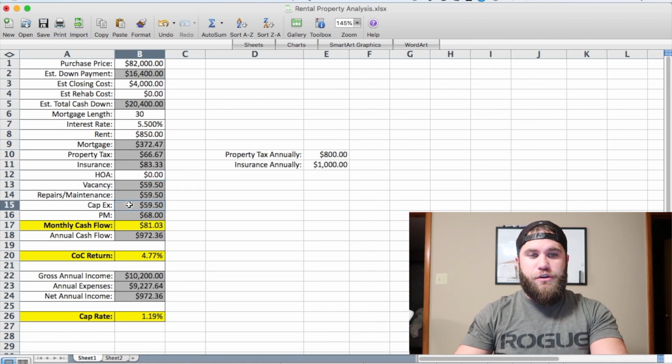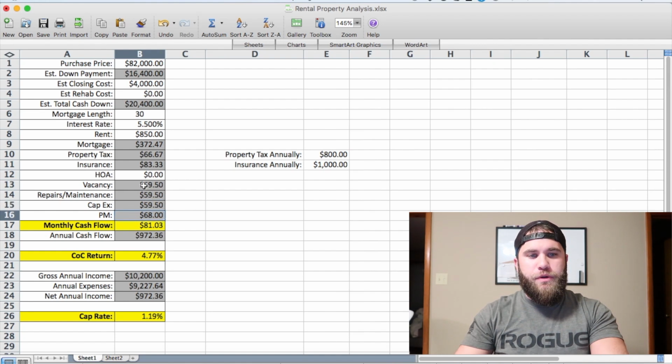CapEx is your large expenditures, like your AC unit goes out, or you need to replace a roof or something like that. So that's what the CapEx line item is for. And then PM stands for property manager. That is what I pay my property manager to run this property for me. So that is what those line items are for.